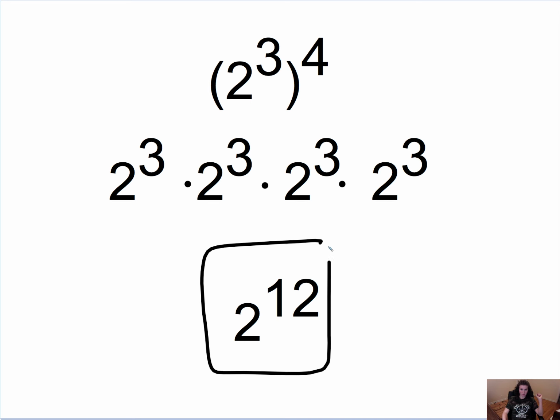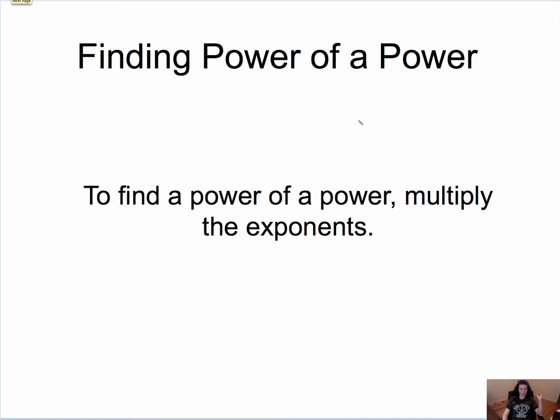Do you see the pattern yet? What can we do here instead of having to write all this out? Well, in case you didn't catch it, when you're finding power of a power, you multiply the exponents. Again, make sure you have that written down. This is different than what we wrote down before.